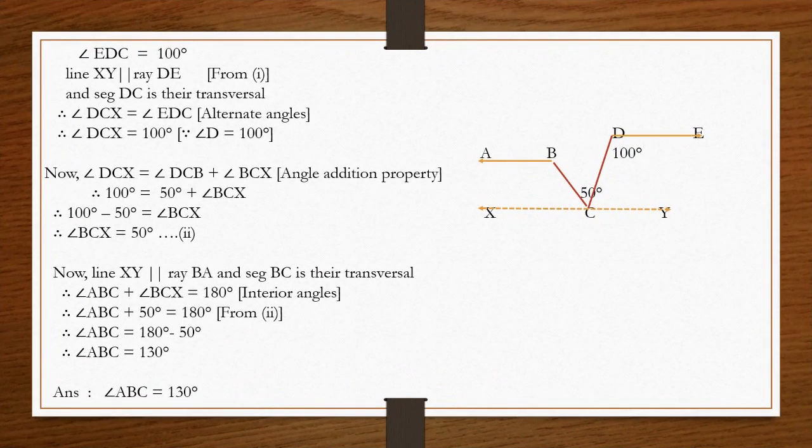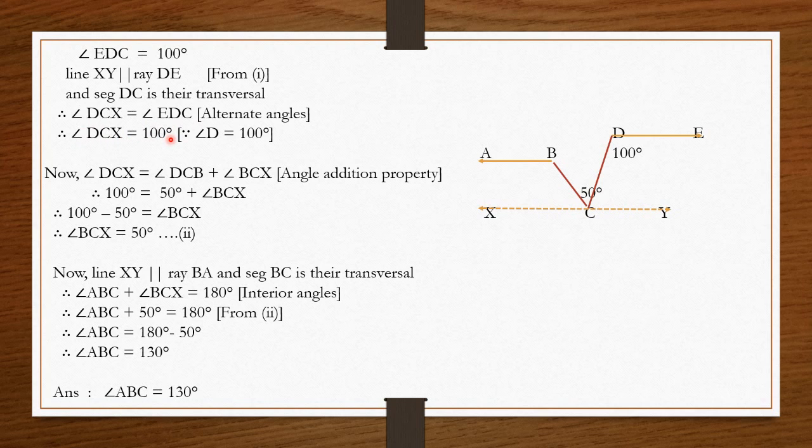Angle EDC equals 100 degrees. The line XY is parallel to ray DE, that is from the equation 1, and segment DC is the transversal. Then what about the angle DCX and EDC? Angle DCX and angle EDC are alternate angles. Alternate angles are congruent. Therefore, angle DCX equals angle EDC. Therefore, angle DCX equals 100 degrees.